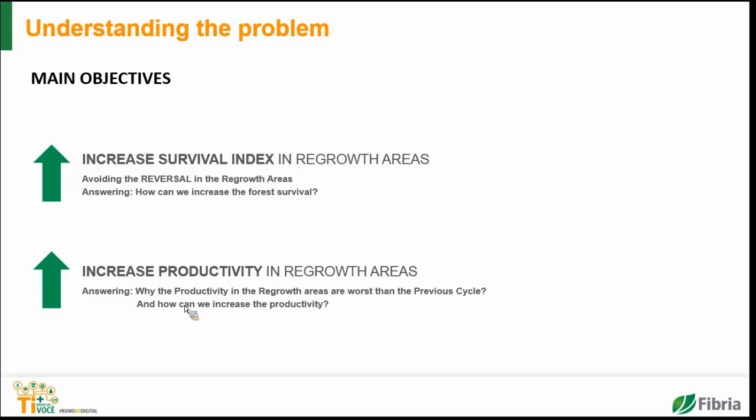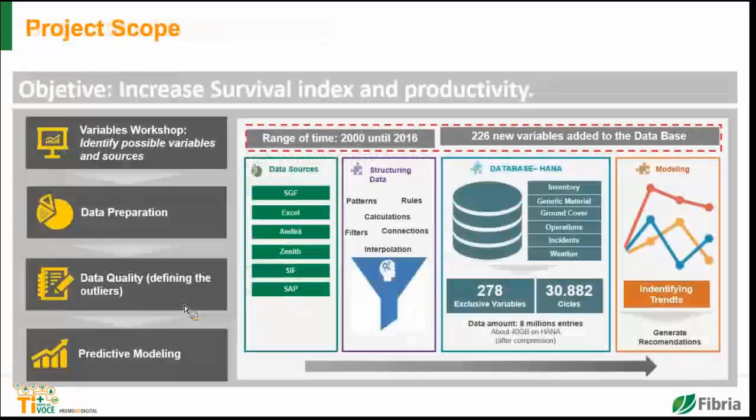So now that you all have this business introduction, we can go to the project scope. Talking about the objective, it is to increase the survival index and the productivity. And the steps that we take to achieve these goals start with a variables workshop to identify possible variables and sources, data sources in this case. And we're going to explain all the steps afterwards.